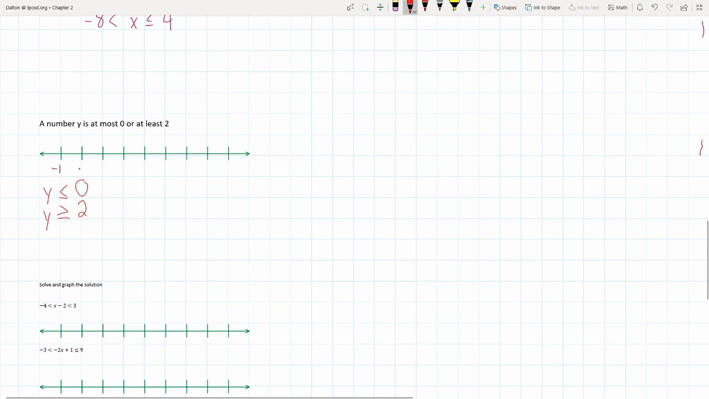So I'm going to write this out. I'm going to go negative 1, 0, 1, 2, 3. I'm probably going to just stop after I do 1 on both sides. So y is less than or equal to 0. So I'm going to go to 0 and have a filled in dot. Less than means I can go to the left. And then y is greater than or equal to 2. I go to 2. That's a filled in dot because it has that equal sign. And we're going to go off to the right.